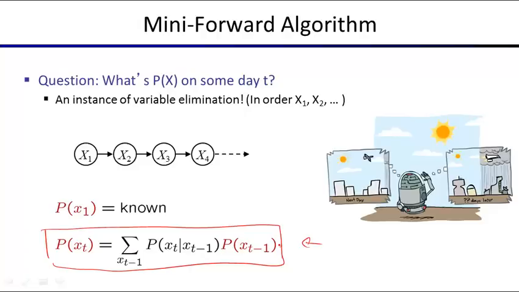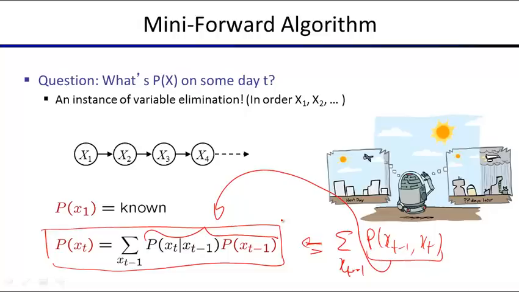How do we derive this? We derive this as follows. We say P(Xt) is equal to the sum over X(t-1) of the joint of X(t-1) and Xt. This joint here is equal to this expression over here. That's just the way we define conditional probability. And this one is the CPT that's given. And this one we get from the previous step of the recursion.